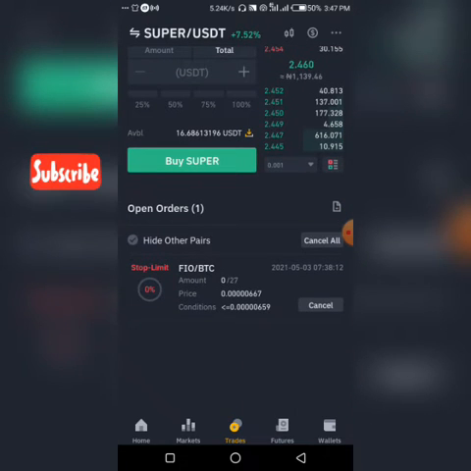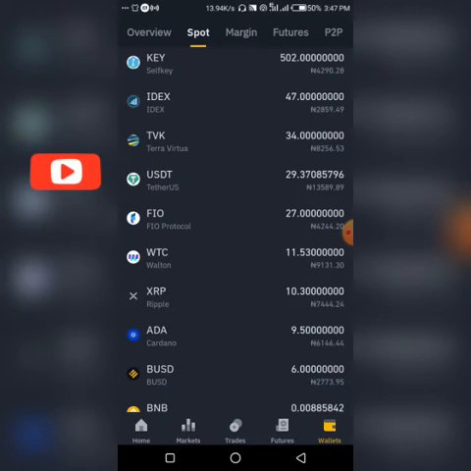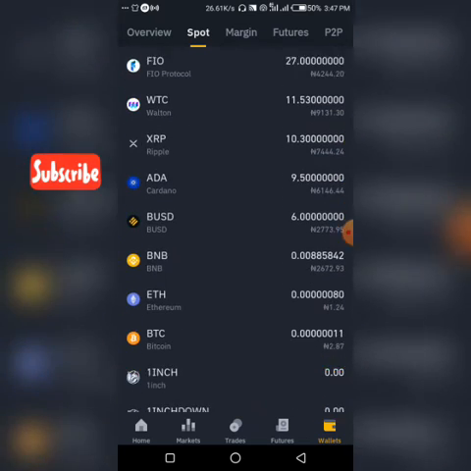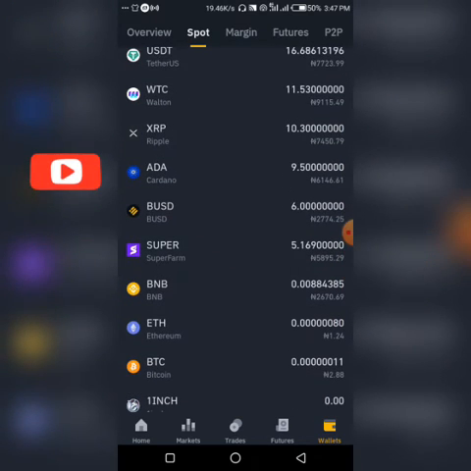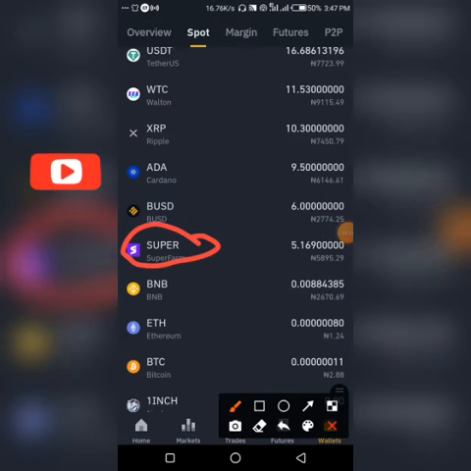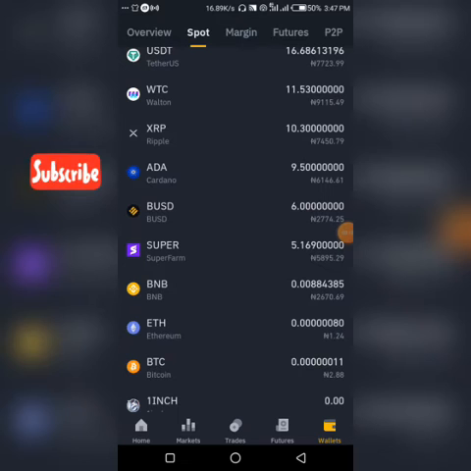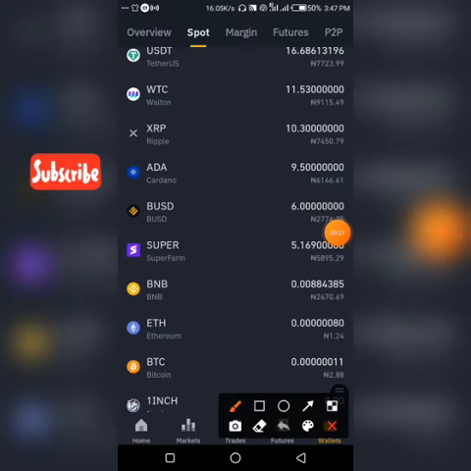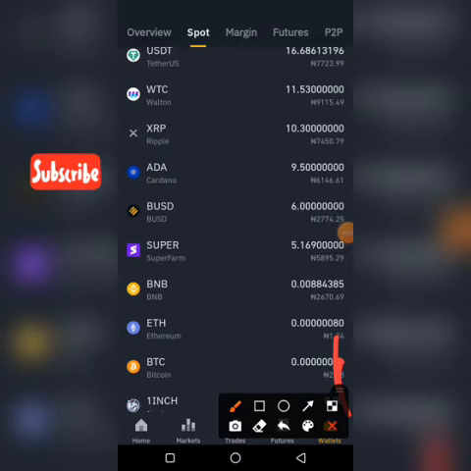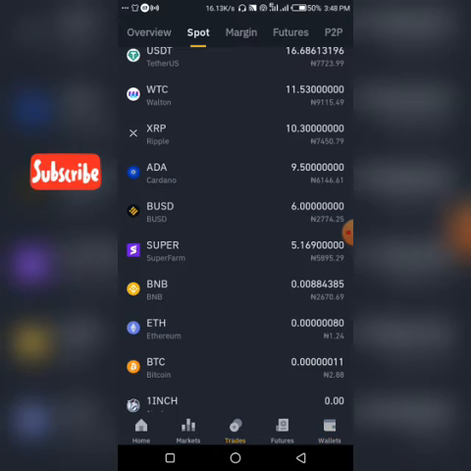So go to wallet and check if the super is already in the wallet. Oh, the super, yes, here it is. As you can see, here is our super. So the next thing I want to do now, if you want to sell, let's go back to trade. Here is our trade. You can find our trade somewhere below here. Yeah, this is trade. So let's click on the trade.